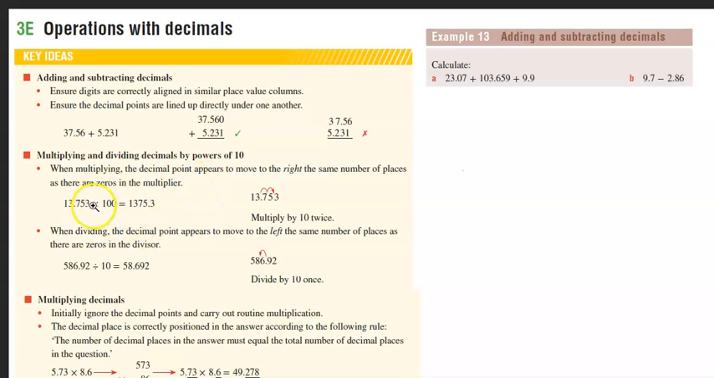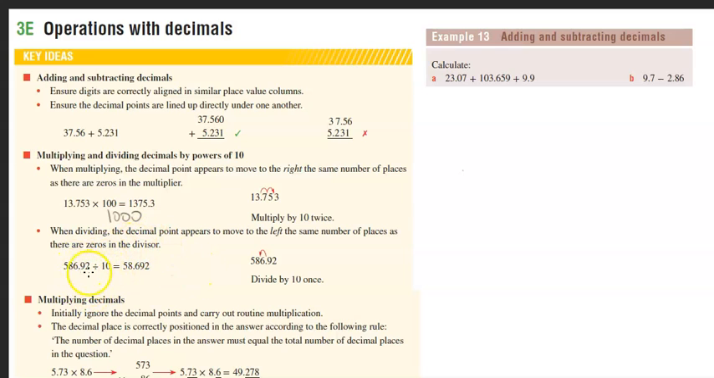If this was, say, 1000, 1000 would have 3 zeros. If we're multiplying this by 1000, it will move to the right 3 times because there are 3 zeros. Same thing when it comes to division. When dividing, the decimal point appears to move to the left the same number of places as there are zeros in the divisor, this being the divisor.